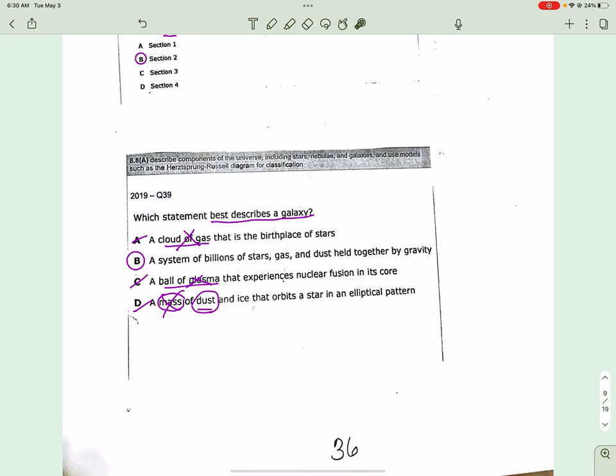Number 39, which statement best describes a galaxy? A cloud of gas? No. A system of billions of stars, gas and dust held together by gravity. This one sounds very good. Letter B. A ball of plasma that experiences nuclear fusion in its core. No. A mass of dust and ice that orbits. No, this is going to be a comet. Okay, so then the correct answer is letter B.